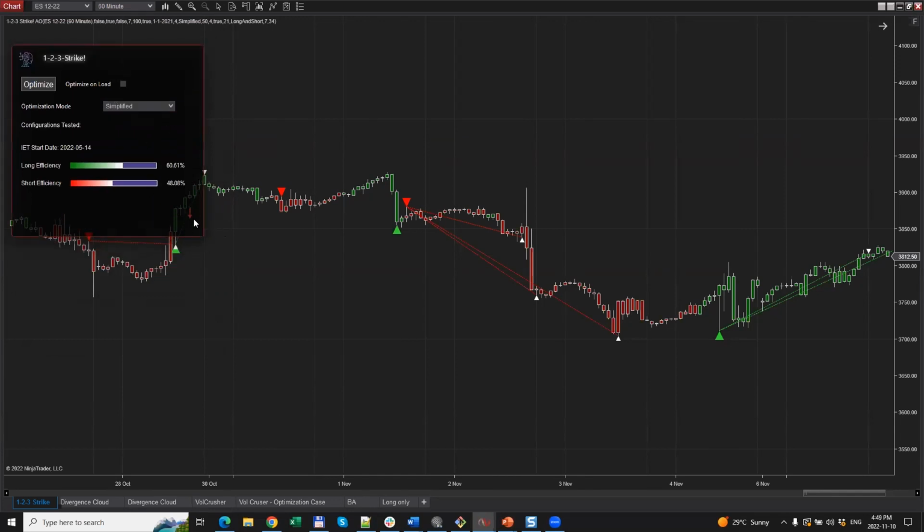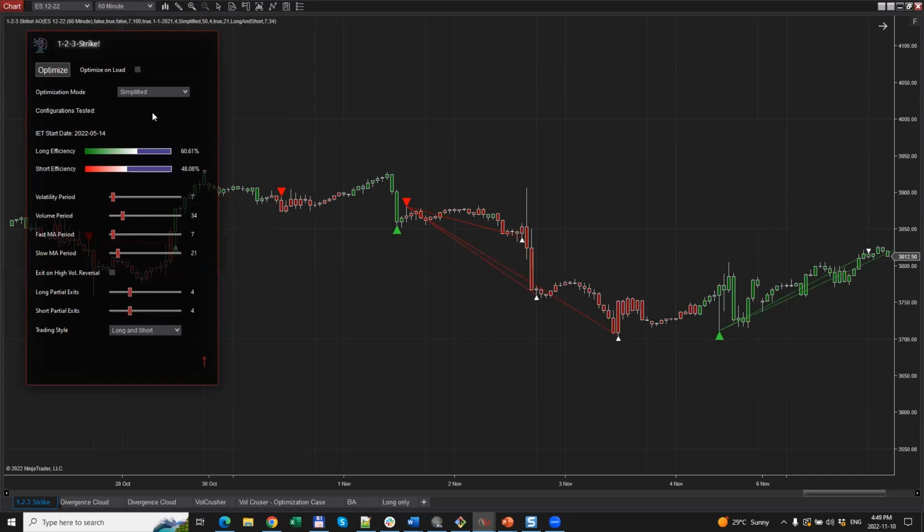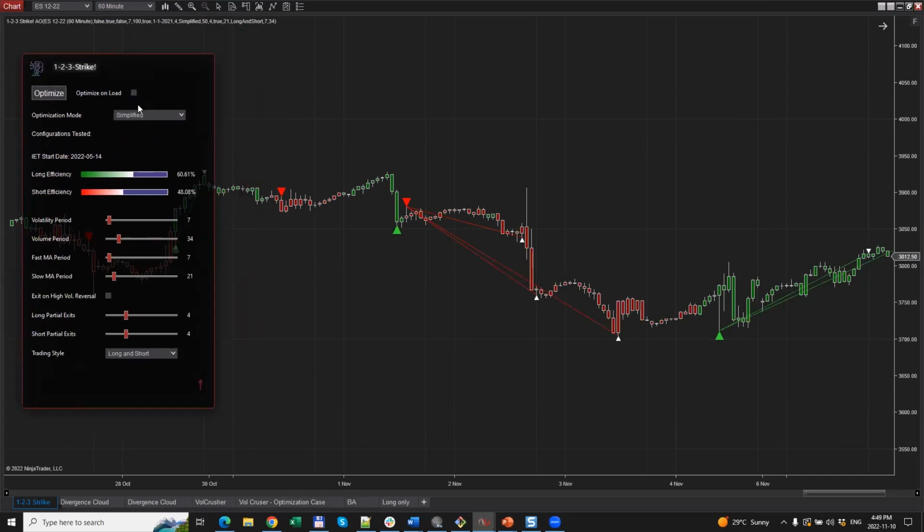Now you can also see this little arrow to the downside. So I can click on it again, and once I click on it, this window becomes a little bit bigger. I can still drag it around, but you can also see the parameter settings that were used for this indicator to generate these signals on the chart. For example, we have a parameter called volatility period, which is currently set at 7, or volume period, which is set at 34.